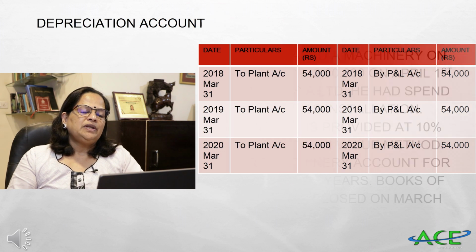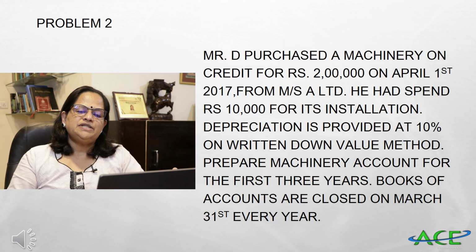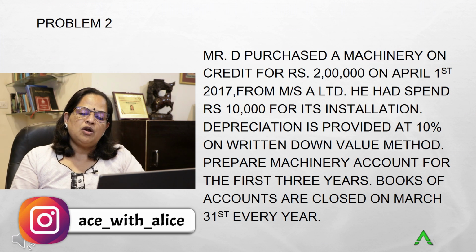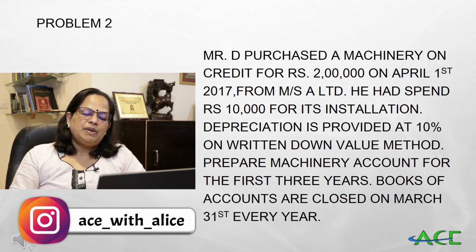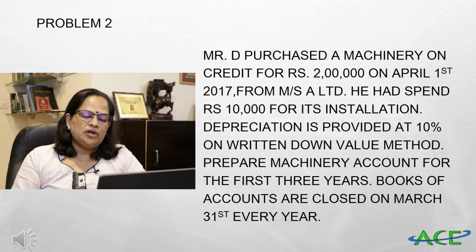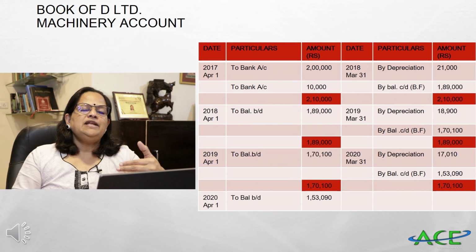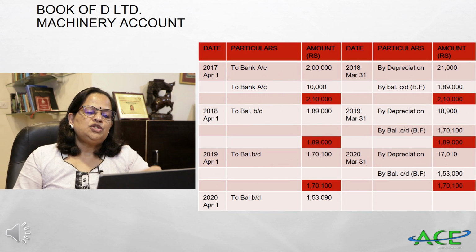loss account. Now the second problem. Mr. D purchased a machinery on credit for rupees 2 lakh on April 1st 2017 from Messrs. A Limited. He had spent rupees 10,000 for its installation. Depreciation is provided at 10% on written down value method. Prepare machinery account for the first 3 years. Books of accounts are closed on 31st March every year. So in the books of D Limited, machinery account.